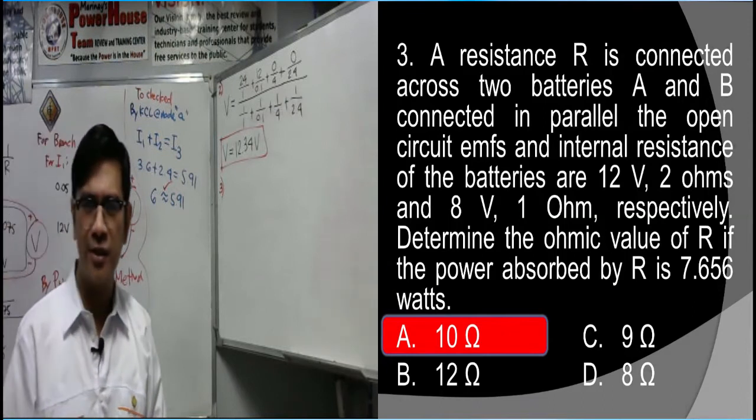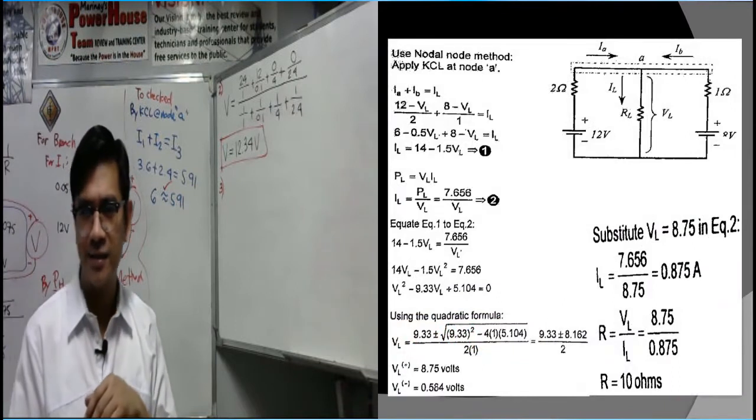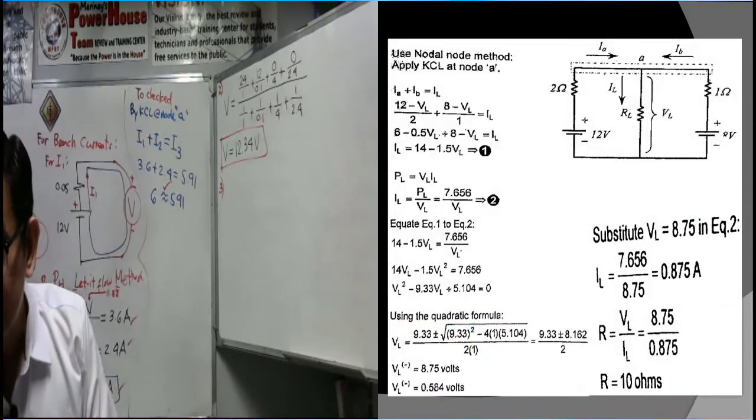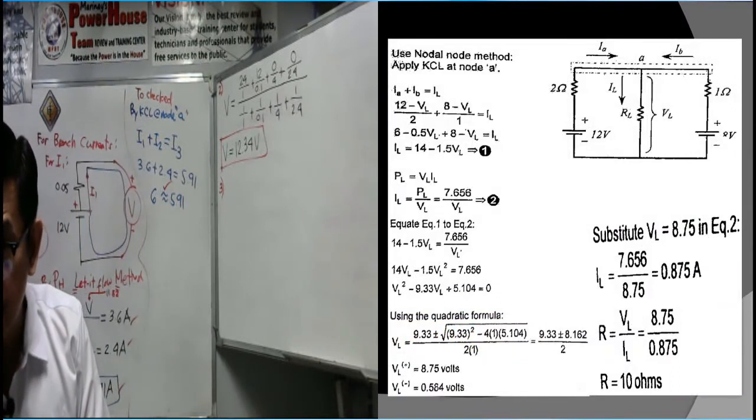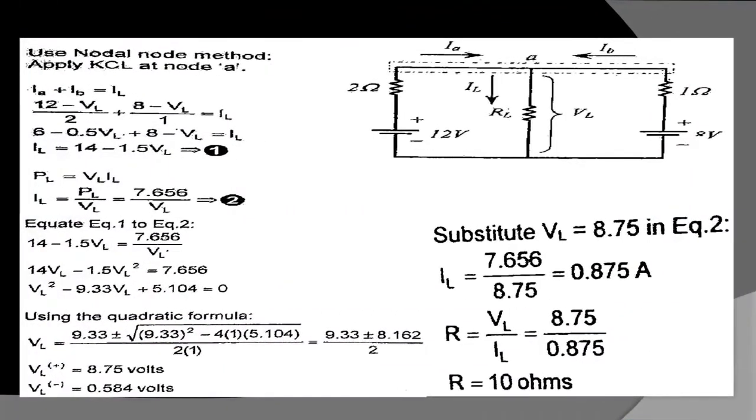Let's see the solution of Engineer Rojas. Okay, so we have 10 ohms. That's the answer. He uses there the Nodal Method. But don't you know, Millman's theorem is a lot easier compared to this Nodal Method. So I'll show this to you guys. I'll go directly with the Millman's voltage. Let's say that will be our V sub L.